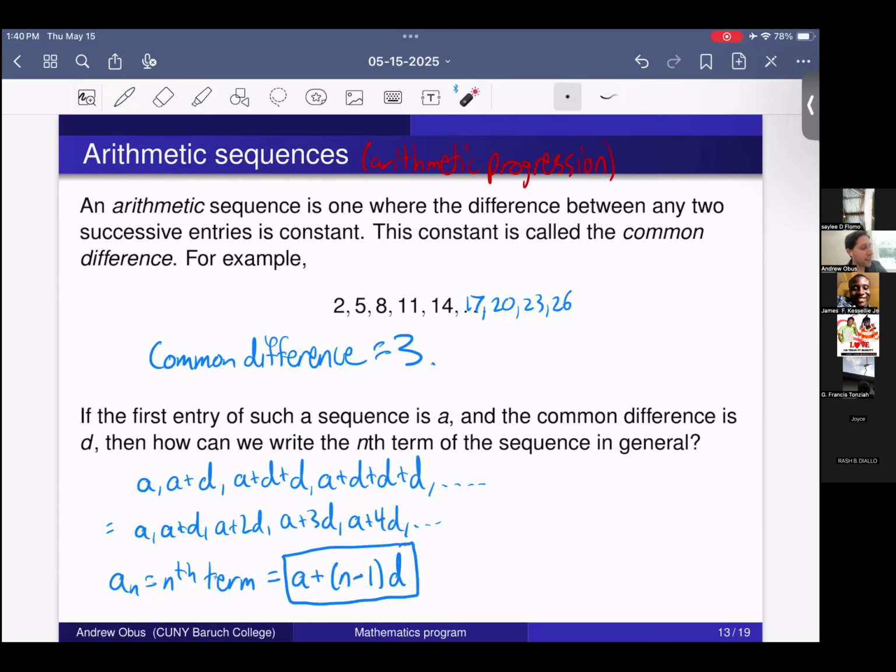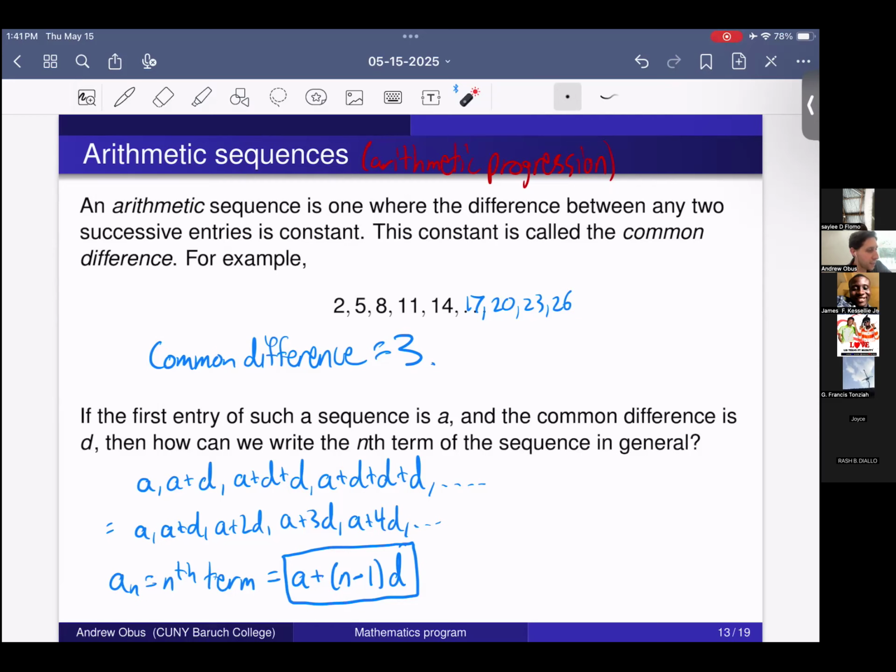Okay, so if you have a sequence of this form where the first term is a and the common difference is d, then to make an arithmetic sequence, this is going to be the formula for the nth term. It's going to be a plus n minus 1 times d. Okay, so that's exactly right. So this is exactly what James has in the comments.